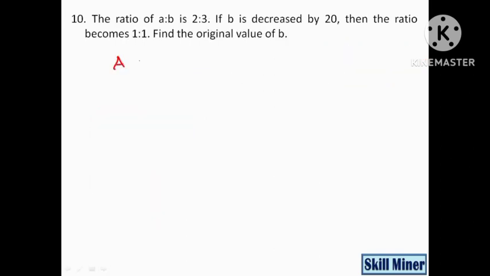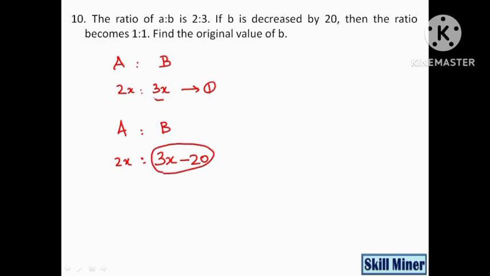The ratio of A and B is 2 is to 3. We can write it as 2x is to 3x. Okay, this will be our first condition. If B is decreased by 20, in the question it's saying that A remains the same, B is decreased by 20, and B is 3x. If B is decreased by 20, the ratio becomes 1 is to 1. Okay, this combined forms the second equation. Find the original value of B.